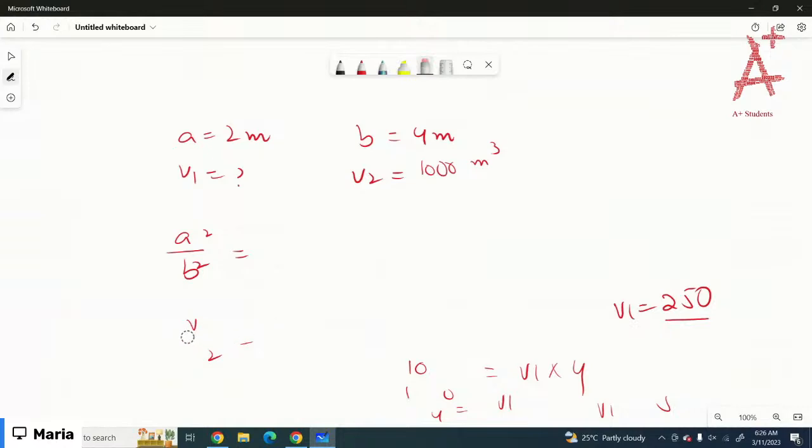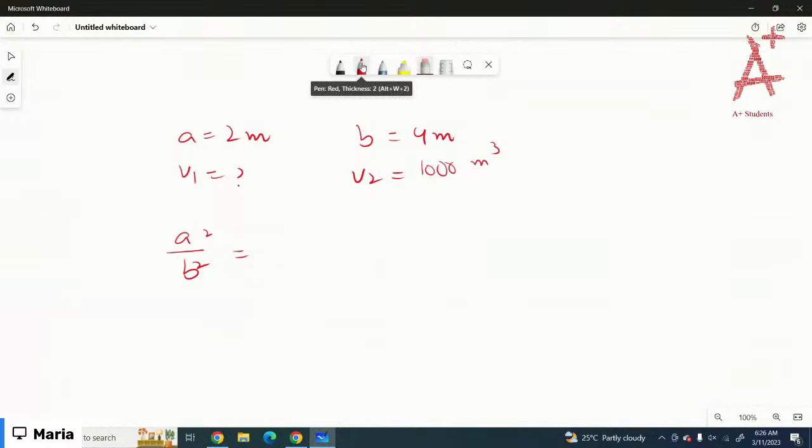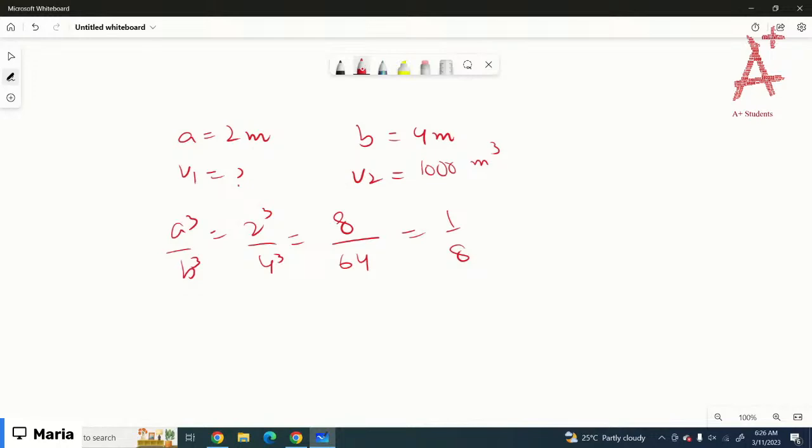When you are given the surface area, you have to calculate the squares of the corresponding sides, and when you are given the volumes, you have to calculate the cube of the corresponding sides. So you have to calculate a cube divided by b cube: 2 cube divided by 4 cube. 2 cube is 8, 4 cube is 64, so it is 1 over 8, got it?